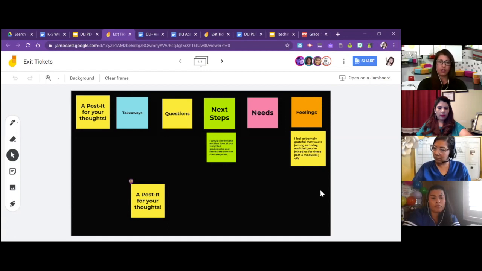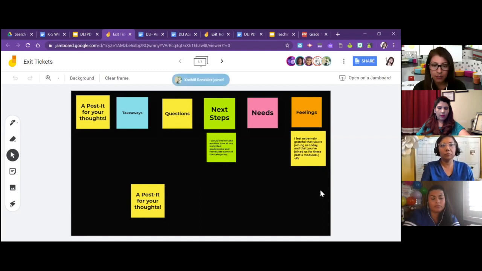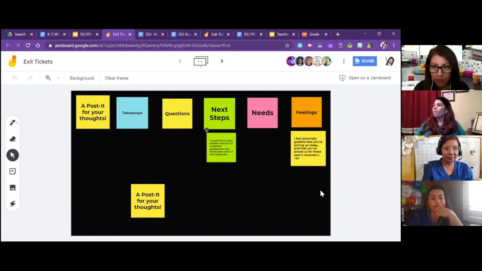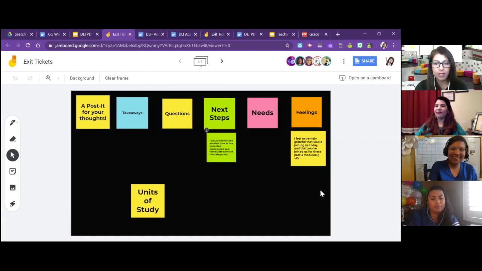I like that. What I see there, I don't know who mentioned it, but I would like to take another look at our weighted grade books and reevaluate some of the categories. Oh, maybe that's Bertha. I think I see your little icon there. Yeah, it's me. Yeah, and what makes you want to look at that again? Just out of curiosity, what are your thoughts surrounding that?